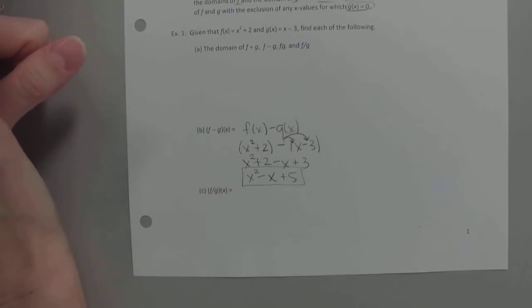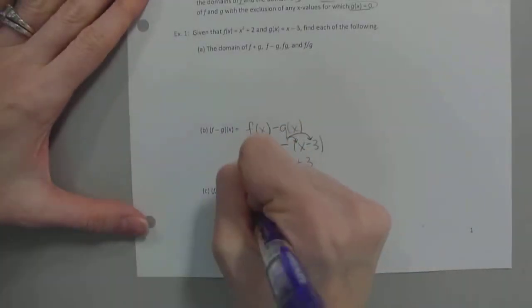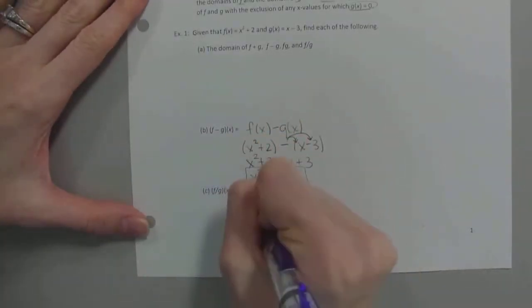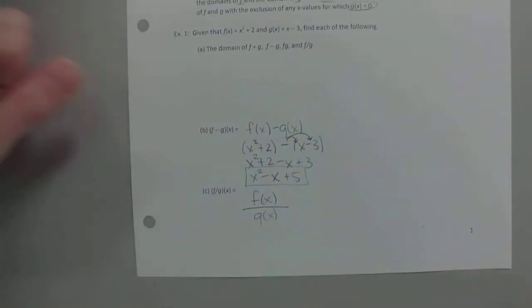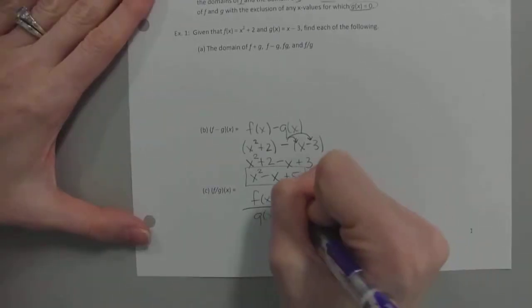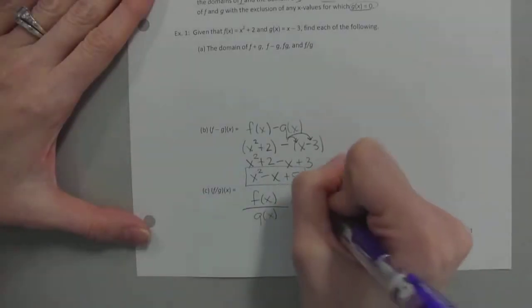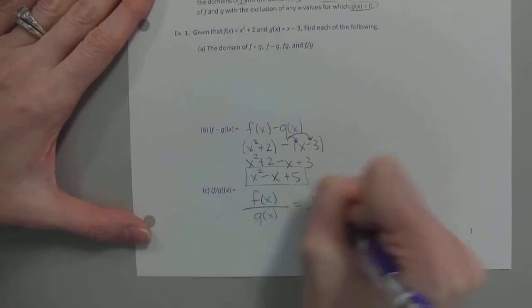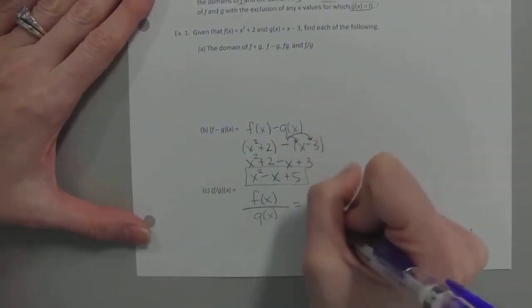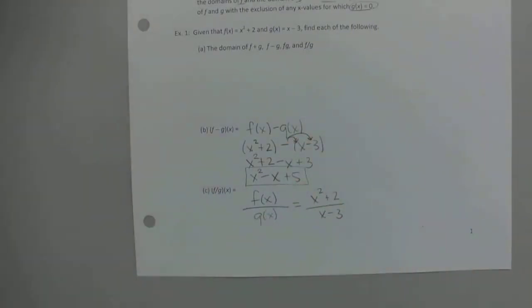So what is C? C, guys, is usually the easiest one because it's literally f of x divided by g of x, and there's rarely anything you can do other than put f over g. That's all we're doing, okay? So what was f of x? x squared plus 2. What was g of x? x minus 3. And that's all we can do.